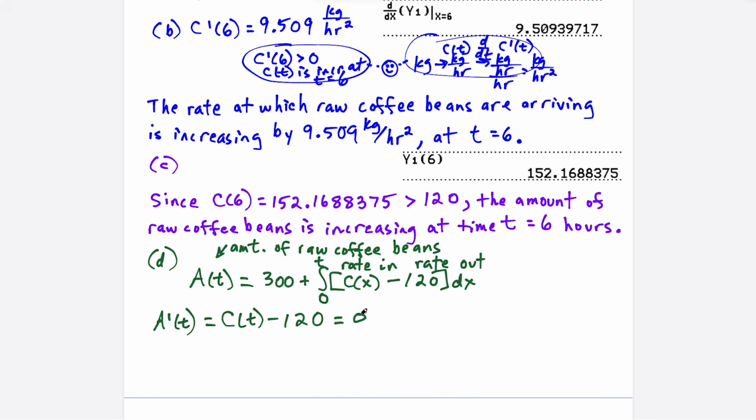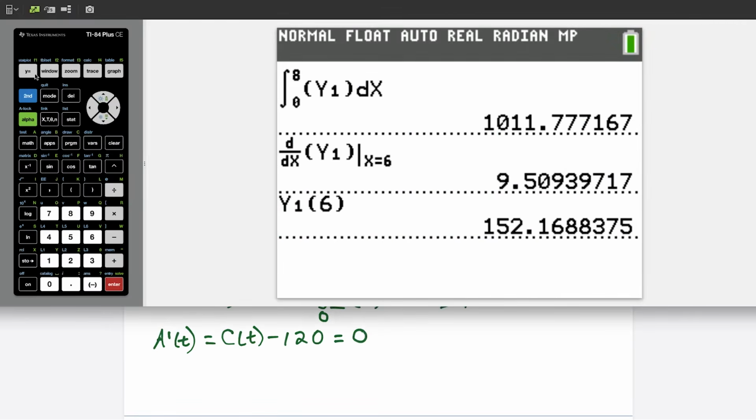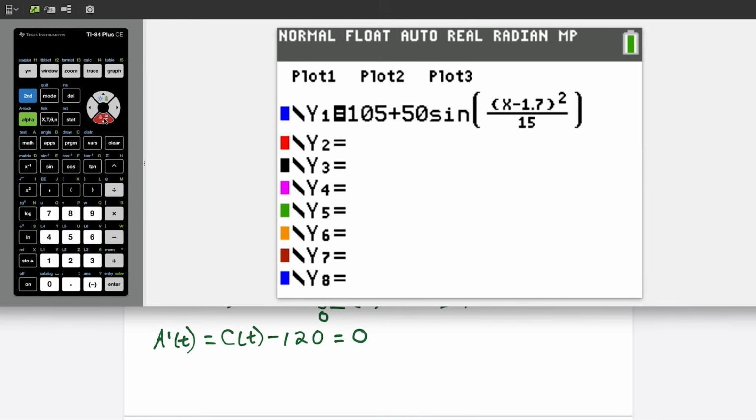But now to solve this, what we're going to do, we'll make this a little bit neater, is we're going to use the calculator. So now what we could do is go back to the y equals, and here's y1. But I'm going to name A prime of t. Notice that it's C of t minus 120. And in the y1 spot, we have C of t. So I could just make C of t minus 120 by doing alpha trace y1. So that's C of t right here.